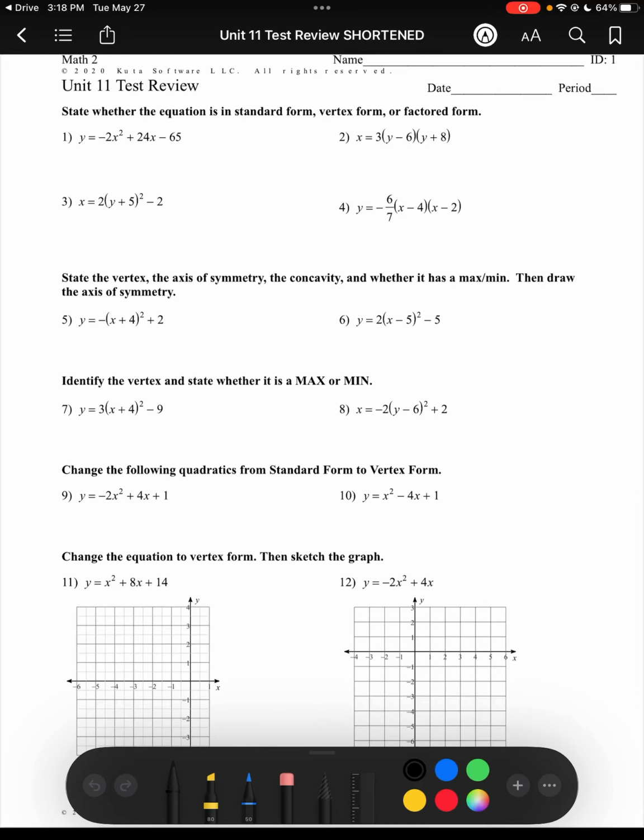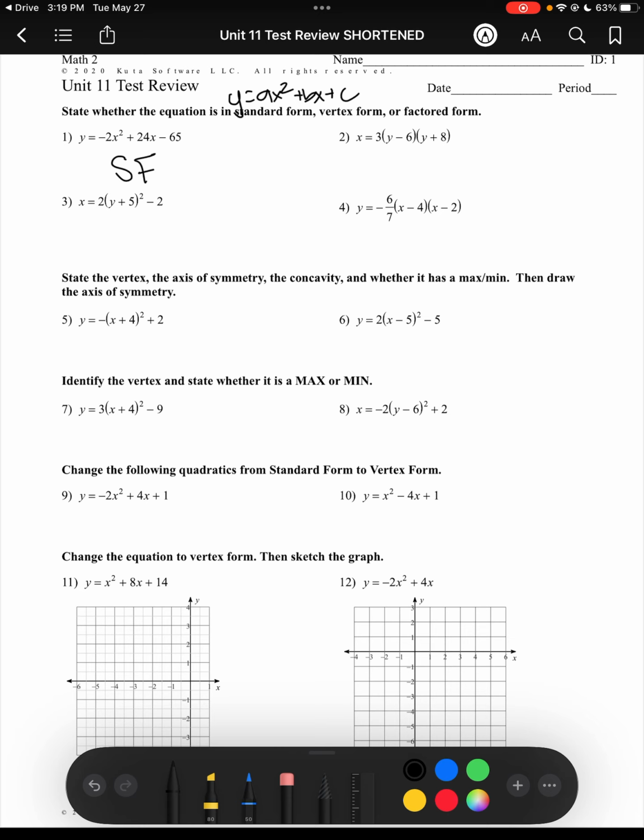All right, in this video, we are looking at Unit 11, and we're going to review the different types of questions that you are going to see on the quadratic graphs test. So the first type of question that you're going to see is a question asking you whether something is in standard form, vertex form, or factored form. Our standard form equation is going to be y equals ax squared plus bx plus c. We call this standard form. So question 1 is in standard form, SF for standard form.